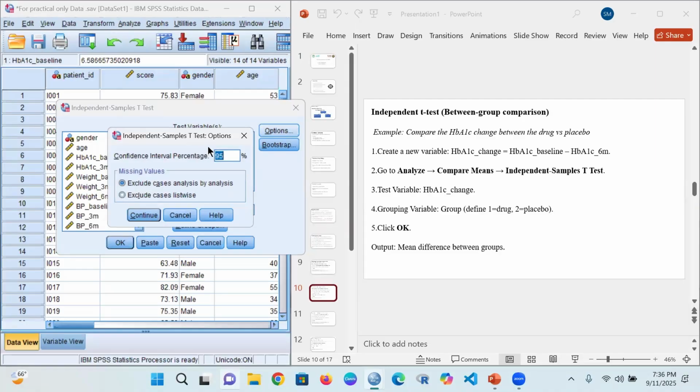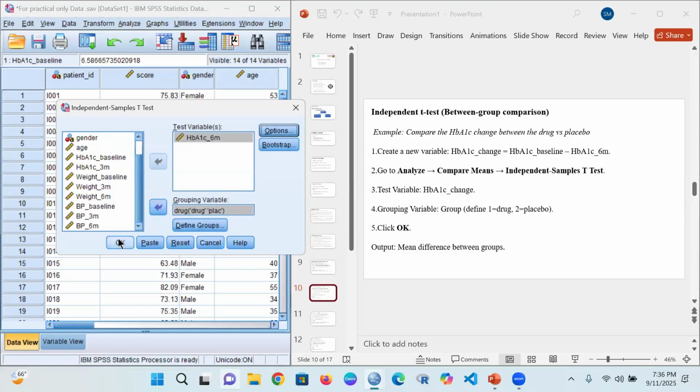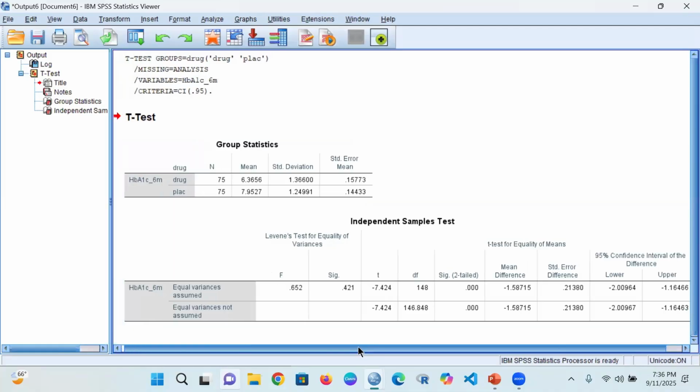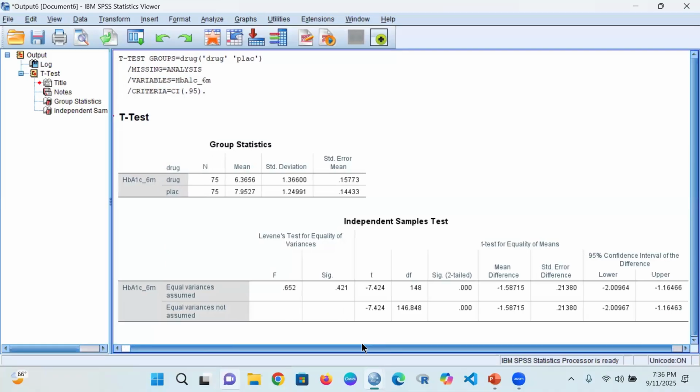So the confidence interval is 95%. Continue. You press OK. So SPSS has generated for us the independent sample t-test. This one is not so important. The most important is the independent sample t-test table. This is the table you'll use in your data.